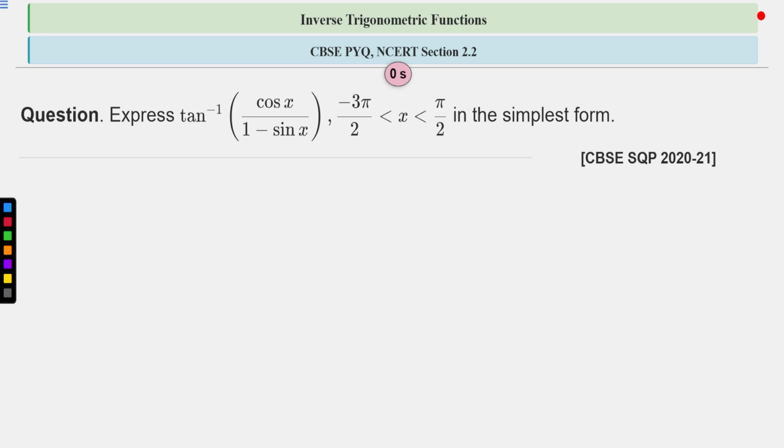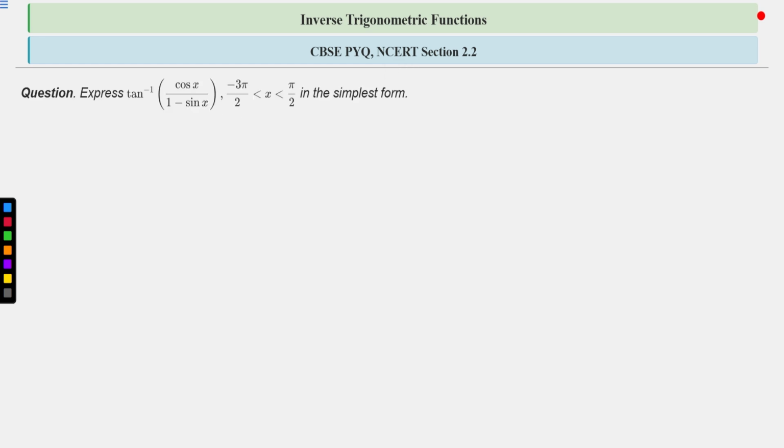Okay, let us move to the solution part. We have to basically express tan inverse cos x upon 1 minus sin x, when x belongs to minus pi by 2 to pi by 2, in the simplest form, right? So the correct answer will be pi by 4 plus x by 2. Let us see how.